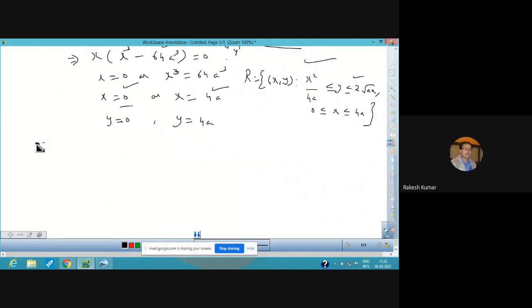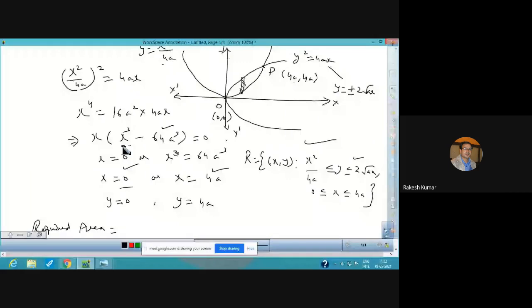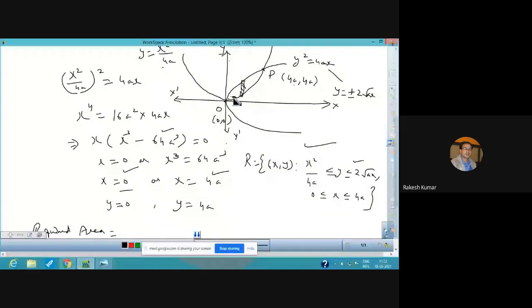The required area is the area bounded by the curves. The two curves are parabolas. So this is the required area which we want to get, and that will be your double integration dy dx.